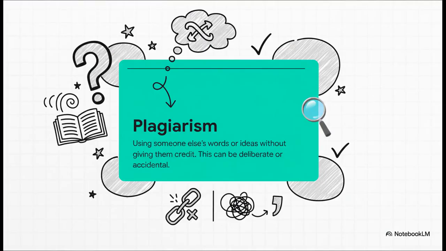So, let's just get a super clear definition on the table. Plagiarism, it's just using someone else's words or ideas without giving them credit. Simple as that. But here's the part that catches so many people out. It doesn't matter if you meant to do it or not. Whether it's deliberate or totally accidental, it's still plagiarism. Forgetting a citation, missing a quotation mark, that can get you into the same hot water as someone who copied and pasted a whole essay. And that is the trap.